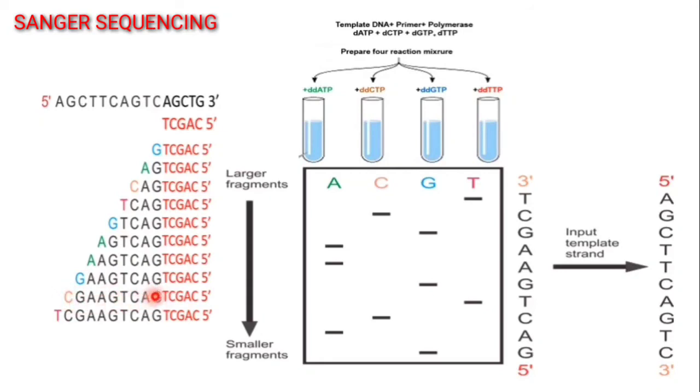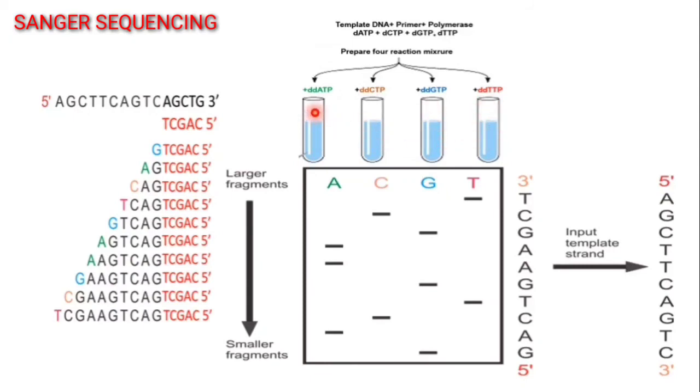Okay, in the C tube, first guanine and adenine are added as normal, and T also normal, G also normal, and A also normal. But here, C was randomly dideoxy, so termination occurs. This adding of dideoxy is random, so we'll get DNA fragments with varying lengths in different tubes.